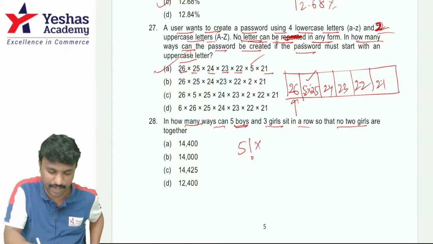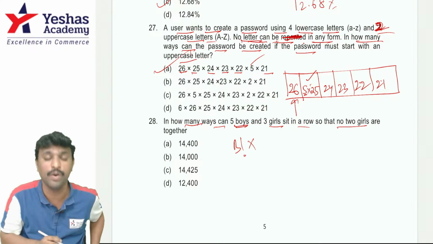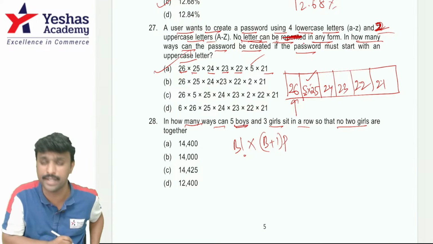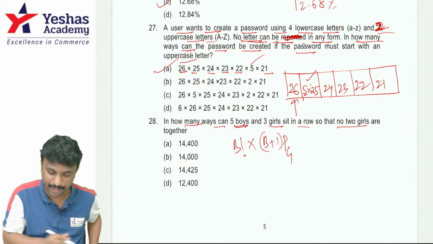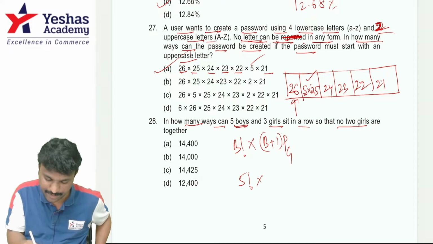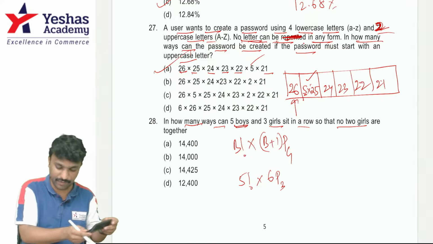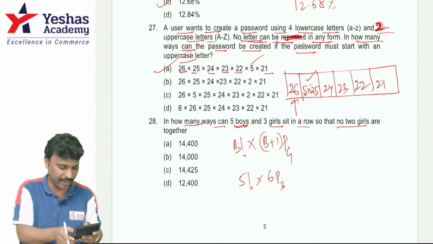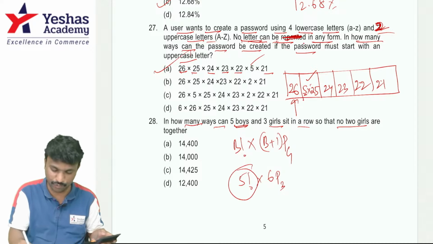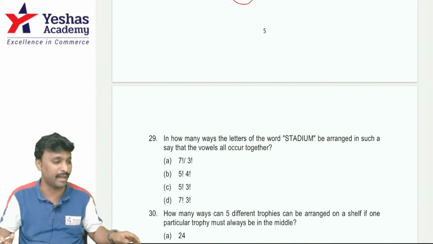Now, I gave you a shortcut. First of all, you have to arrange boys. Boys factorial into how many ever boys plus 1 places will be available for girls. How many girls are there? G. Right? So this is the one-liner. B is 5 factorial. B plus 1 is 6. G is 3. Take your calculator. 6P3 first of all. 6 into 5 into 4 into 5 factorial, which is 120, fetches you 14,400. That means option A is the right answer.